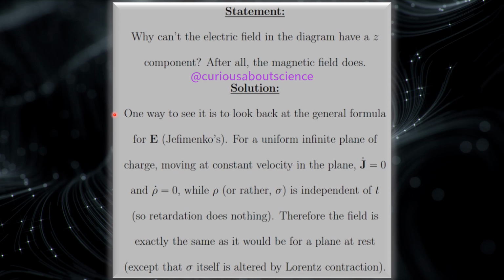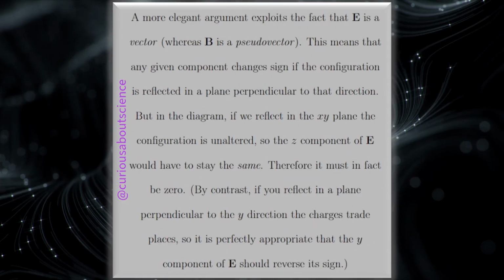That being said, for a uniform infinite plane of charge moving at constant velocity in a plane, we have J dot equals 0 and rho dot equals 0. While rho, or rather sigma in this case, is independent of t, so retardation does nothing. Therefore, the field is exactly the same as it would be for a plane at rest, except that sigma itself is altered by Lorentz contraction. Okay, so let's dive in a little more on this.